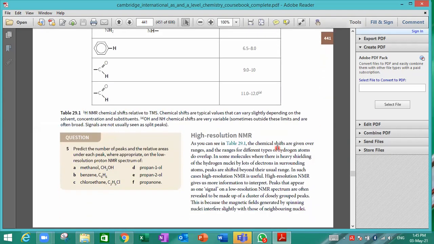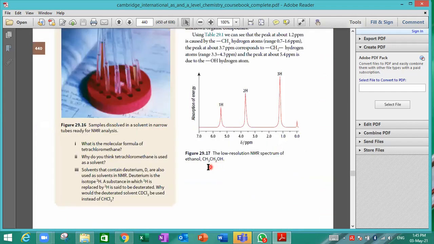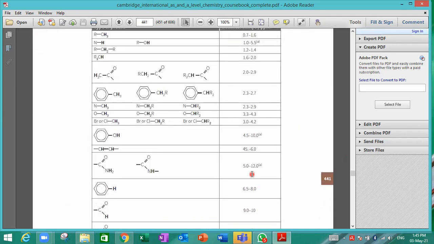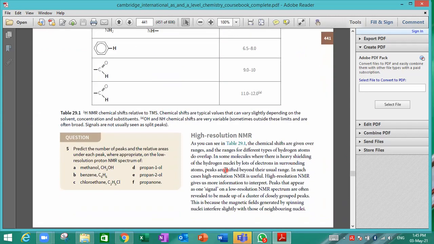Yes, Miss. Okay. Now we said that, for example, if we have something like ethanol, then at the beginning, we are going to see how many environments are there for hydrogen, from which we can expect how many peaks to obtain. And from the values of these peaks, we can also determine what these peaks represent. And we call this the low resolution NMR spectrum, okay? But we have another type of NMR spectrum that we call high resolution NMR spectrum. Now, what is the high resolution NMR?